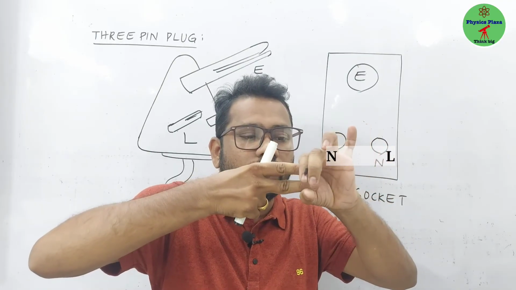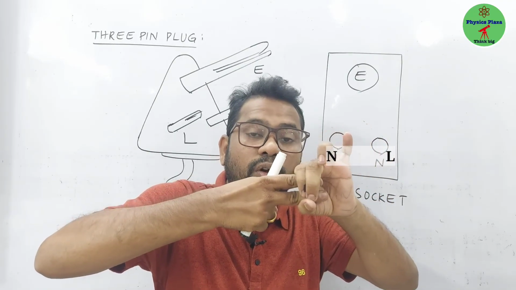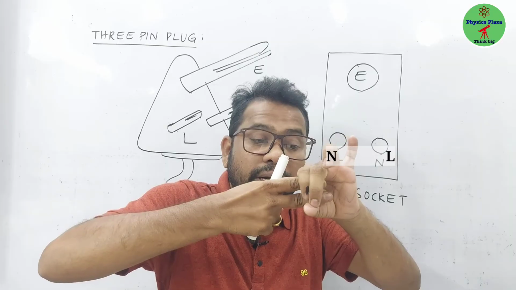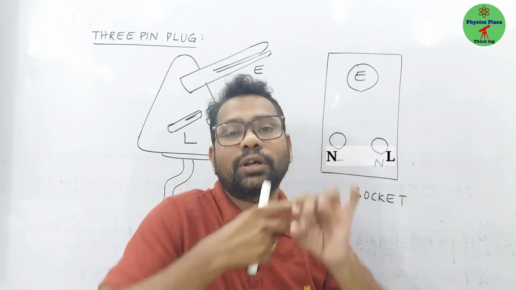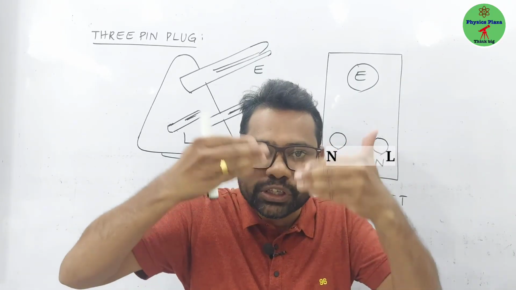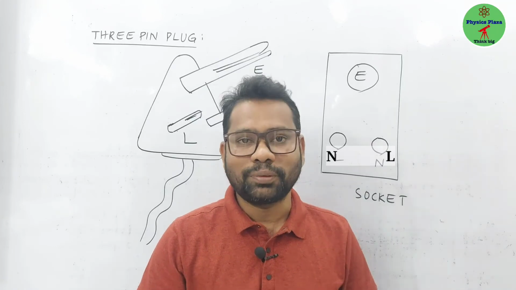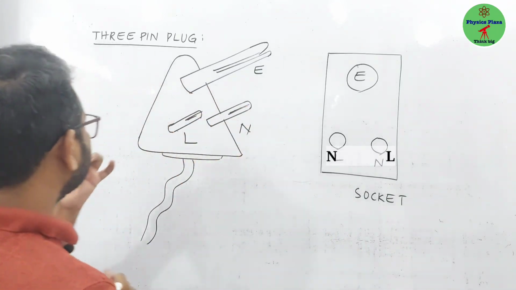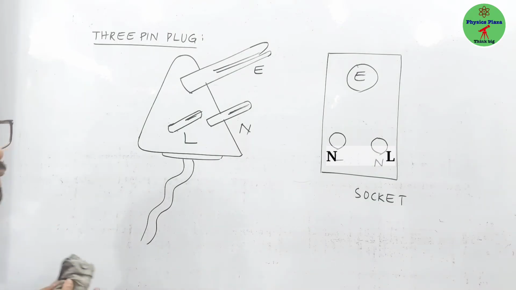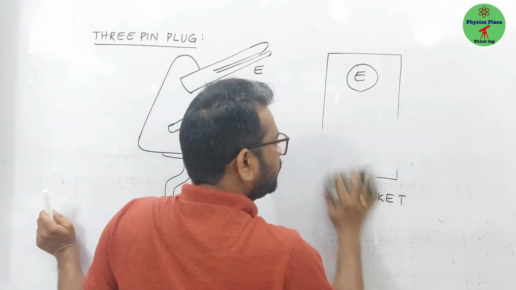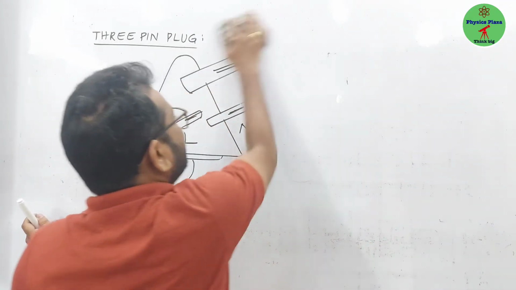So when it is inserted here, due to the spring action it is held properly, so it won't come out. Of course, nowadays we are getting window shutters, so that we don't have any problem. Clear? So these are the questions that can be expected from the 3-pin plug. Clear? Fine. Now children, let us see the color coding.